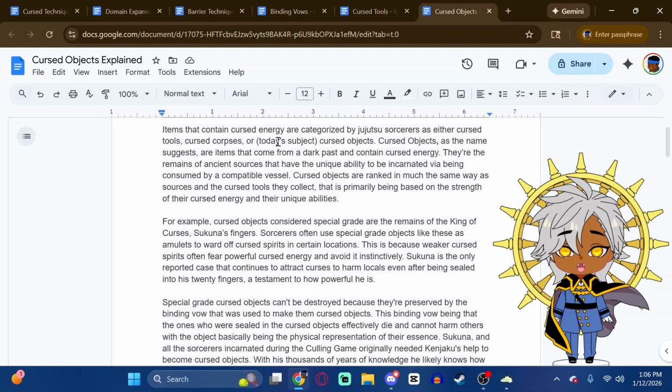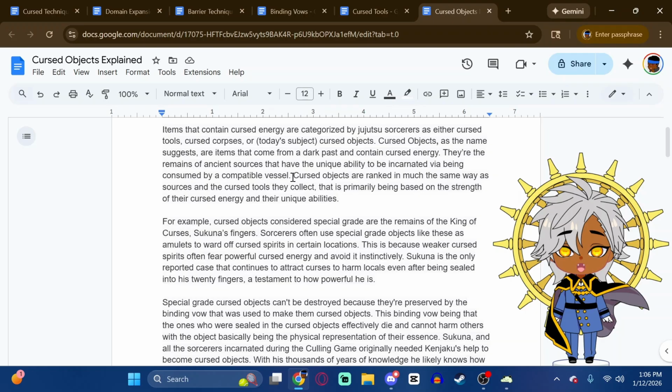So, items that contain cursed energy are categorized by Jujutsu sorcerers as their cursed tools, or they can also be called cursed corpses or cursed objects to make things a little bit simpler. They can go by three different names depending on the context. So, cursed objects, as the name suggests, are items that come from a dark past and contain cursed energy.